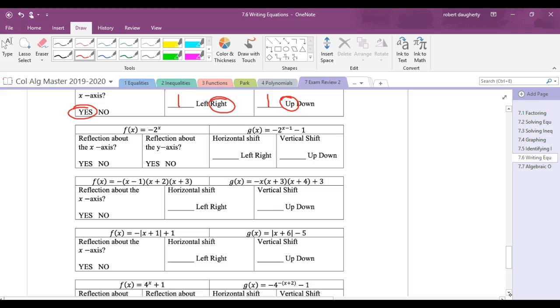How did I get from f to g? Okay, if I look at it, they both have minus signs in front, so it was not reflected about the x-axis. Did the exponent change minus signs? No, it was not reflected about the y-axis. And then what happened? The x became an x minus 1. Minus 1 moves me to the right. And then the vertical shift was 1 down.